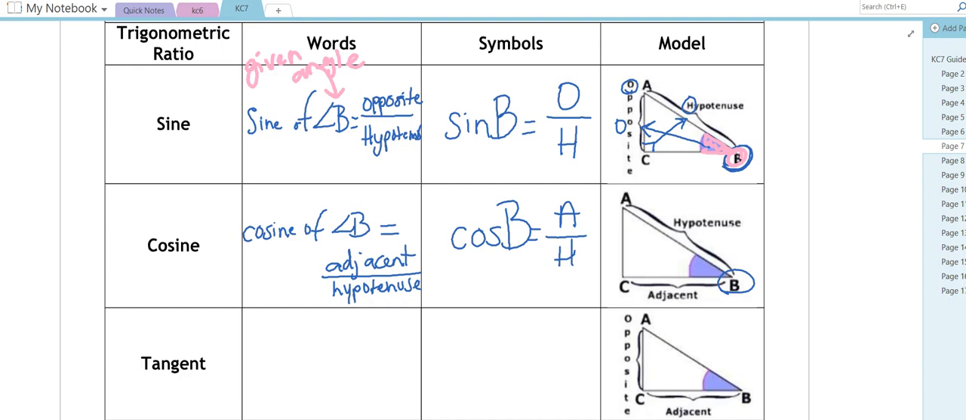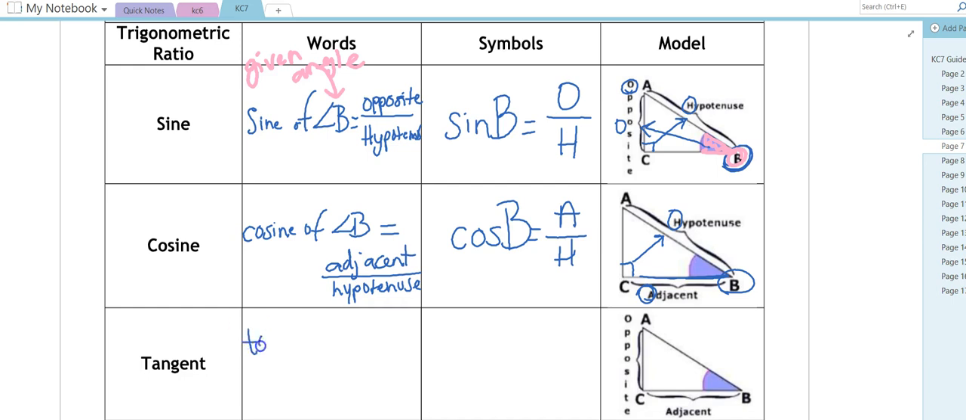Now, adjacent means next to. So, looking at angle B, we know that our opposite side would be AC, but we don't want the opposite side. We want the side that's next to it. So that would be our adjacent side. And then our hypotenuse is still across from that 90-degree angle, which is our H. Technically, our hypotenuse is next to that angle, but remember that the hypotenuse gets that special name because it is across from the 90. So find that one first, and then whatever side is also next to B, that's your adjacent side.